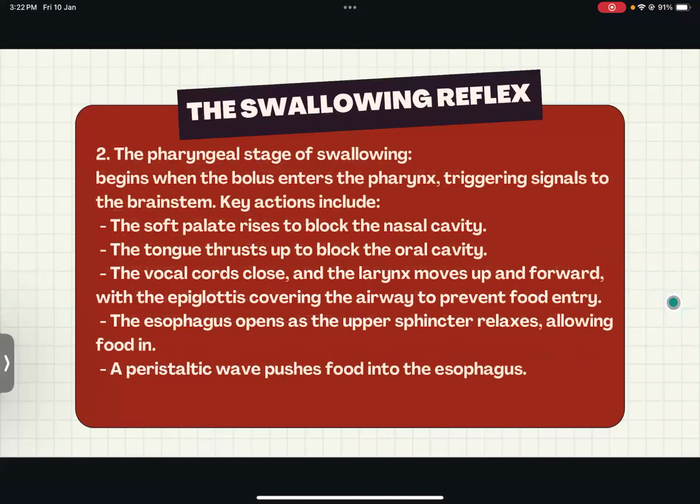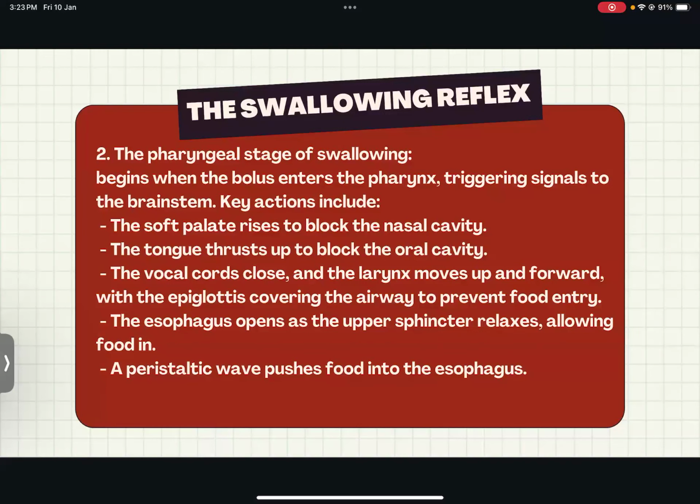Okay, the second stage is called the pharyngeal stage. The pharyngeal stage begins when the bolus enters the pharynx. So again, we talked about how it triggers signals to the brainstem. These signals will cause a series of actions that are really so important, and they are also very sensible. So you guys can inshallah easily memorize these.